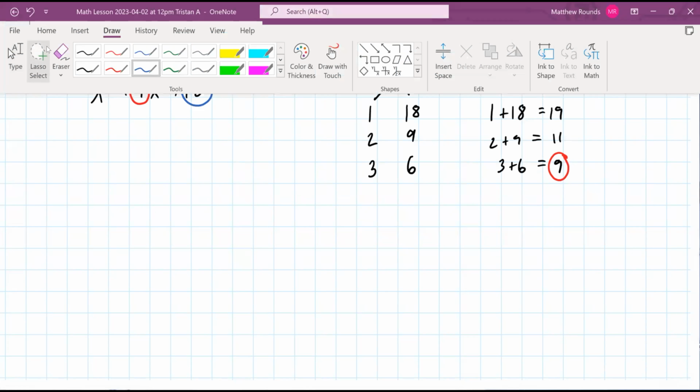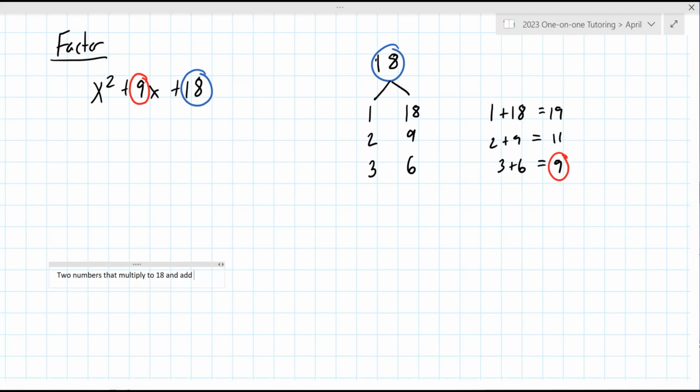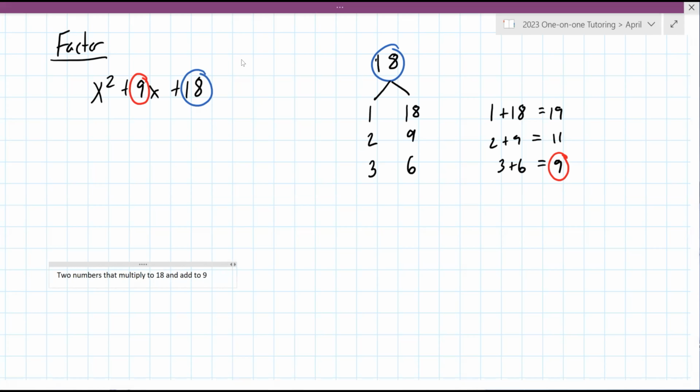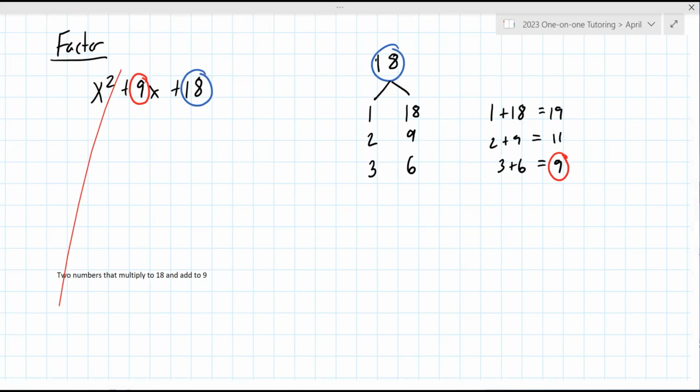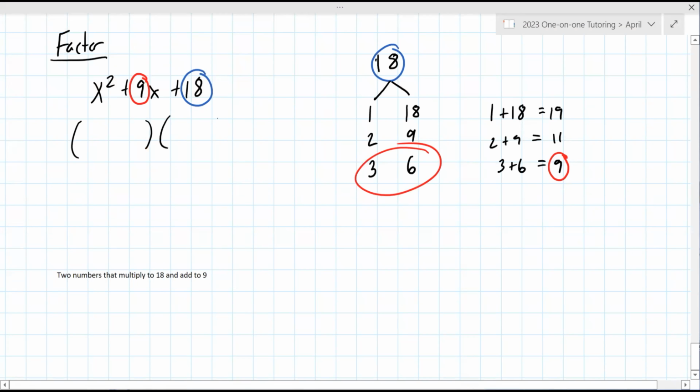So the rule here is that you're looking for two numbers that multiply to 18 and add to 9. And we have found them. It's 3 and 6. Agree with that? 3 and 6? Yeah. Okay. So when you find those numbers, you can write these binomial pairs. X plus 3, X plus 6.